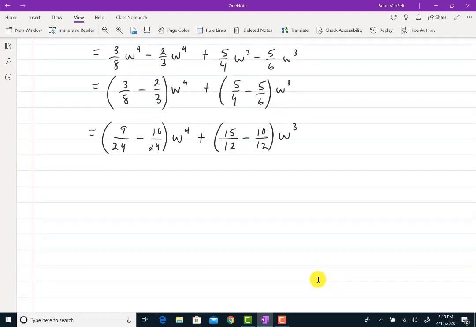Now I'm ready to go. 9 minus 16 is negative 7, so I get negative 7 over 24 w to the fourth. I dropped the parentheses, they're no longer needed. Plus the 15/12 minus 10/12 is 5/12 w to the third.